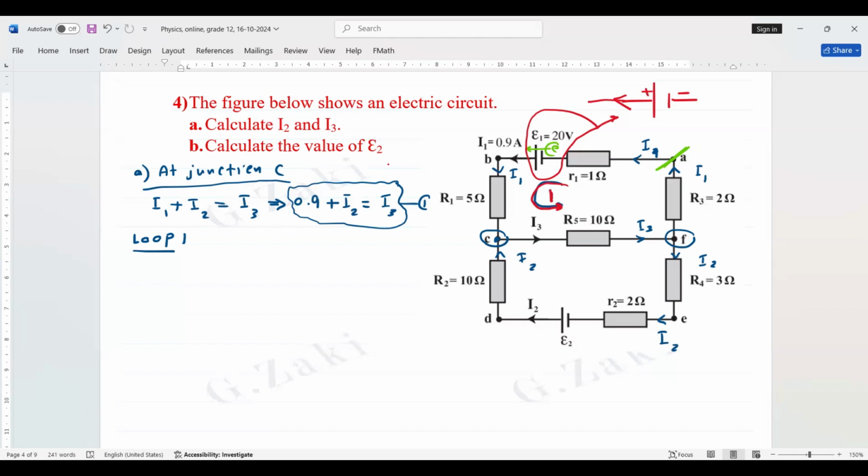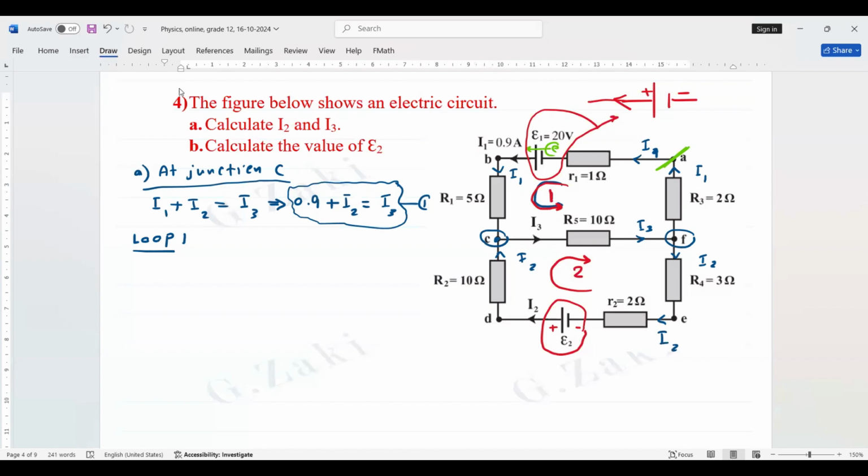Yes, Mister. Again, this is another source. Can you see? It's E2. So this is the positive and this is the negative. Then it's better to take this as loop 2. Now it's clear? Yes, Mister. Thank you. Very good.